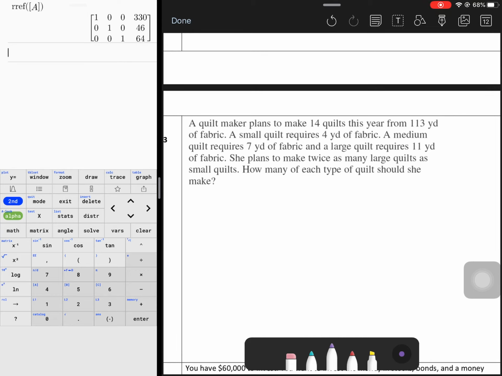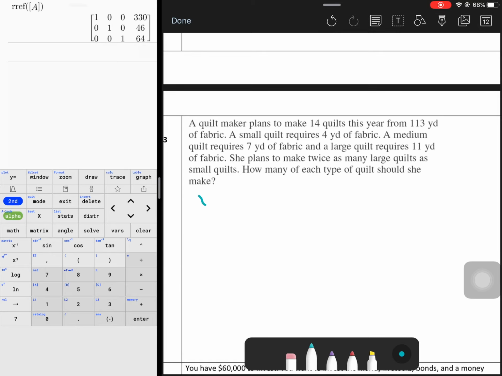A quilt maker plans to make 14 quilts this year from 113 yards of fabric. The small quilt requires 4 yards of fabric, a medium is 7 yards, and a large is 11 yards. She plans to make twice as many large as small quilts. How many of each would she make?